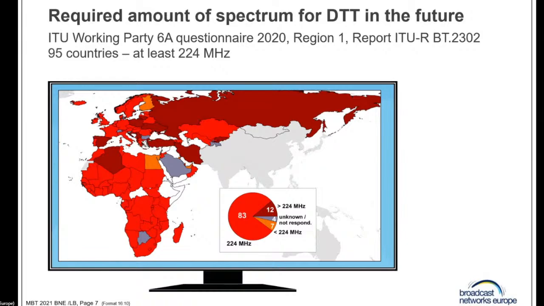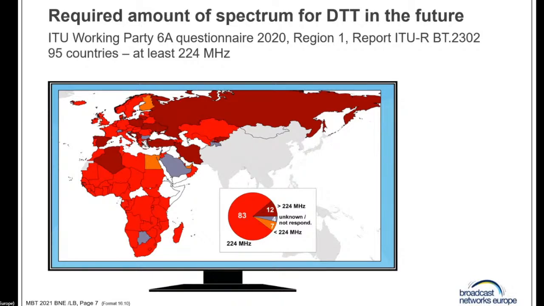that there was quite a big demand to retain this sub 700 megahertz band for broadcasting services. That, of course, could be both DTT and it could be 5G broadcast. But anyway, it was for broadcasting services.